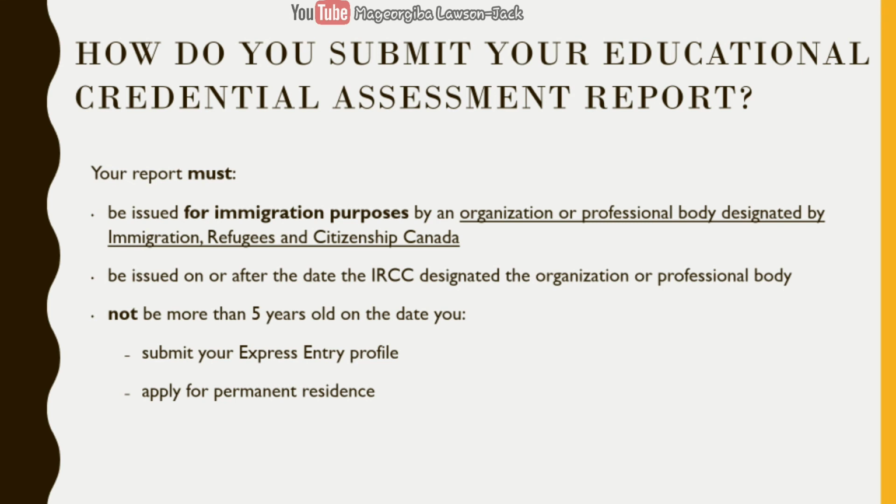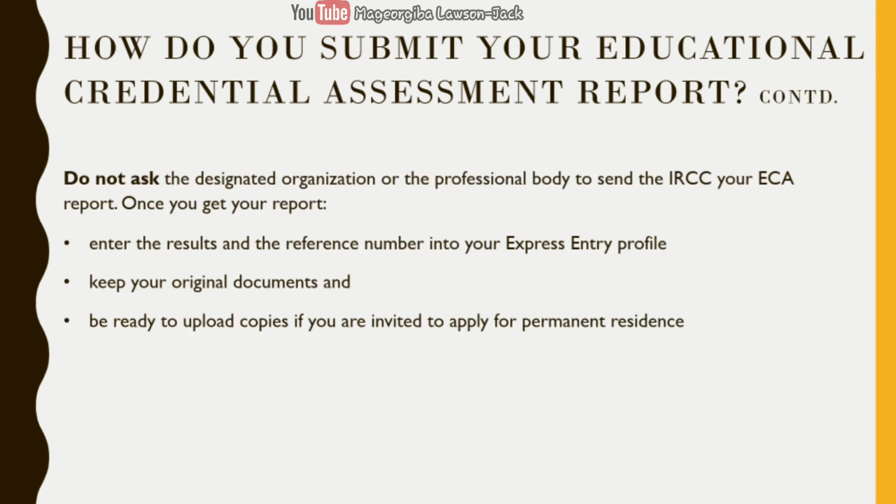Your report must be issued for immigration purposes by an organization or professional body designated by Immigration, Refugees and Citizenship Canada, be issued on or after the date the IRCC designated the organization or professional body, and must not be more than 5 years old on the date you submit your Express Entry profile or apply for permanent residence. Also, you need to keep in mind that you should not ask the designated organization or the professional body to send the IRCC your ECA report.